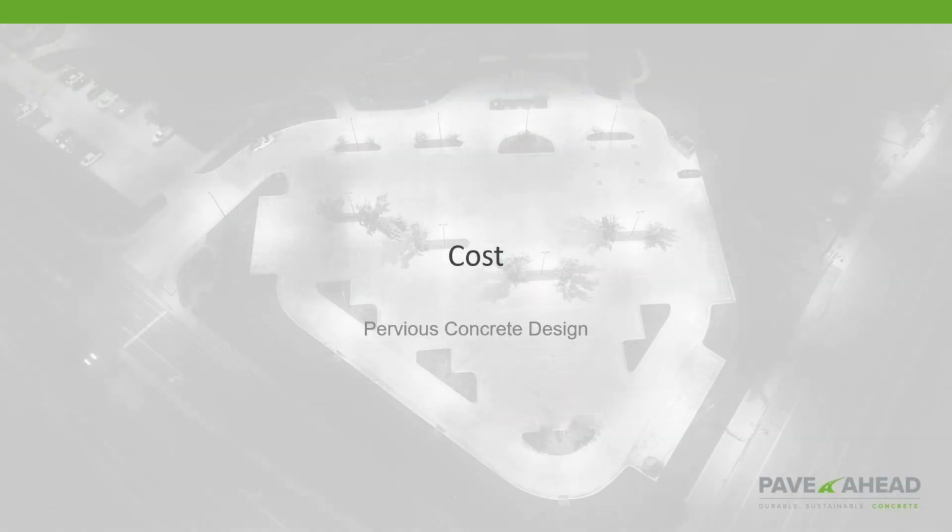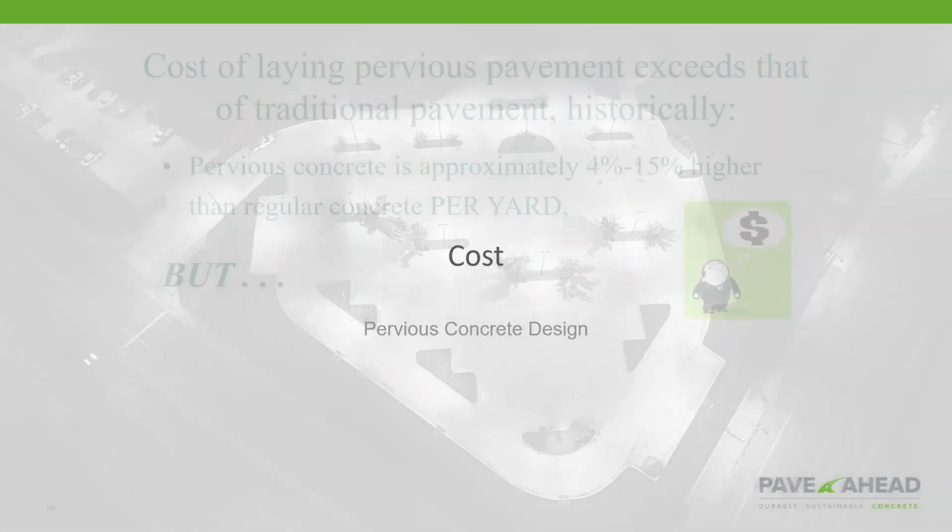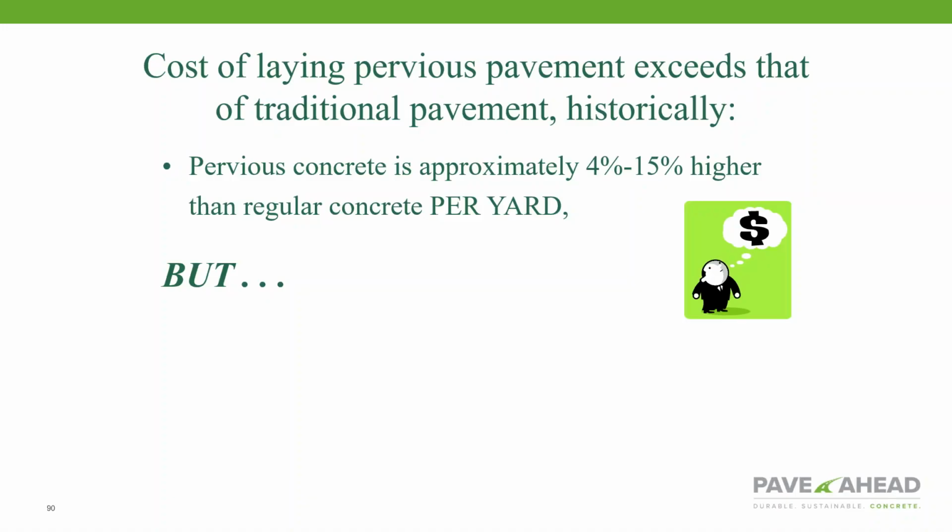Where's the rubber hit the road? How much is this going to cost me? Now, depending on where you are in the country, it could be higher or lower. There are some places where it's the same price. When you're just looking at how much a cubic yard of pervious concrete costs compared to a cubic yard of regular concrete, it's running anywhere about 5 to 10% higher.